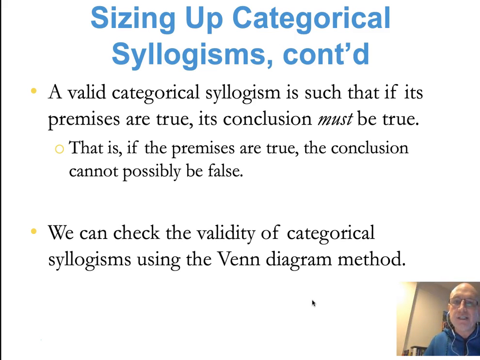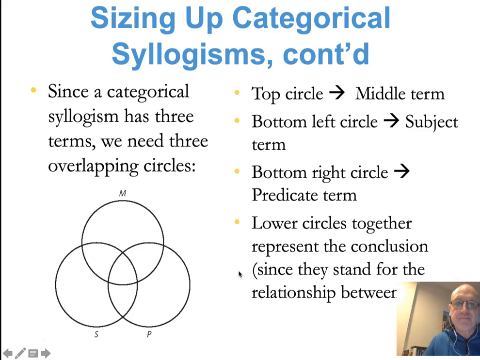A valid categorical syllogism is such that if its premises are true, its conclusion must be true. So we call that a what kind of argument? Think about it. That is, if the premises are true, the conclusion cannot possibly be false. If the premises are true, the conclusion must be true. We can check the validity of categorical syllogisms using the Venn diagram method.